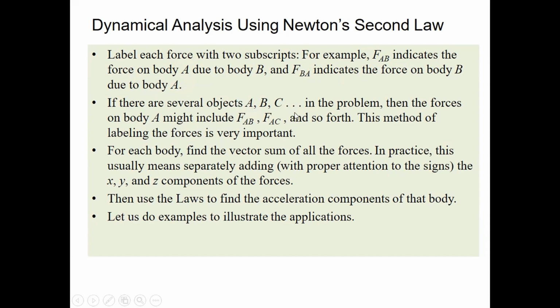If there are several objects in the problem, then the force on body A will be like this: the force on body A due to B, the force on body A due to C, and so on. For each body, we find a vector sum of all forces. In practice, this usually means that we have to add separately, giving proper attention to signs, the x, y and z components of the force.